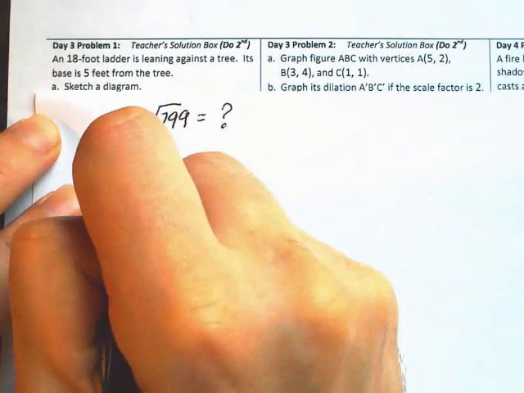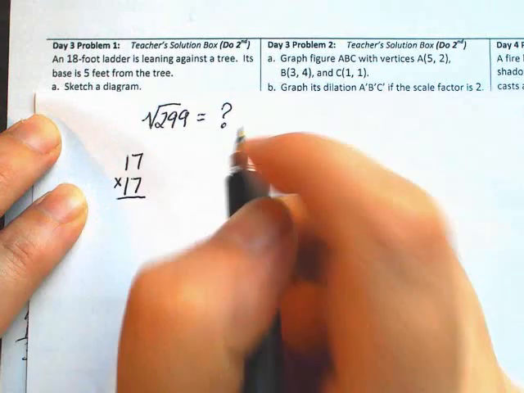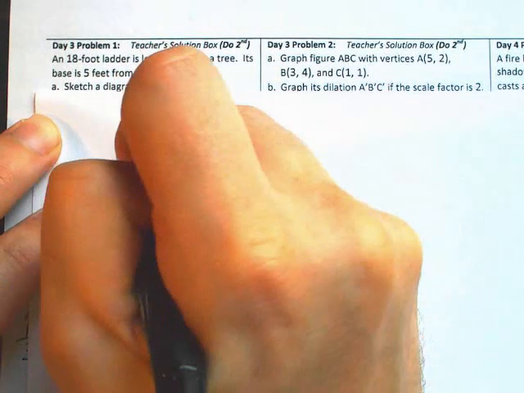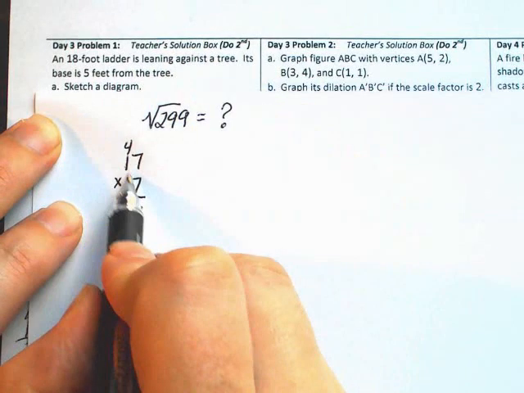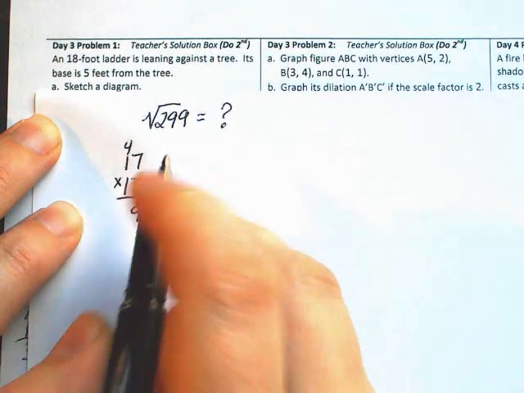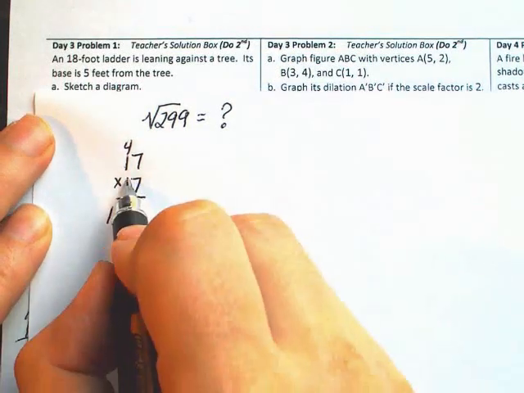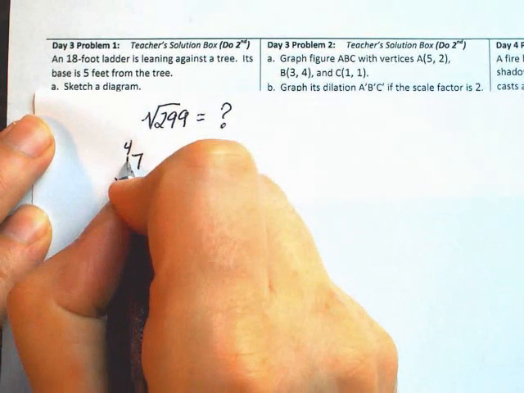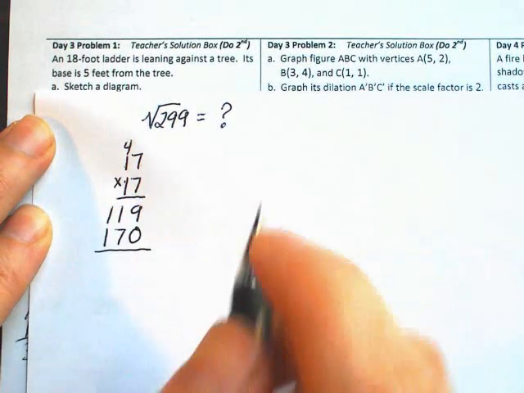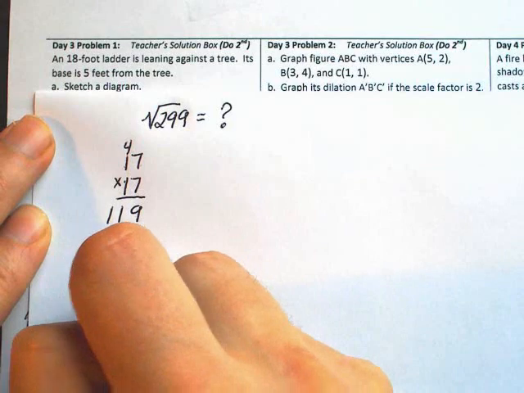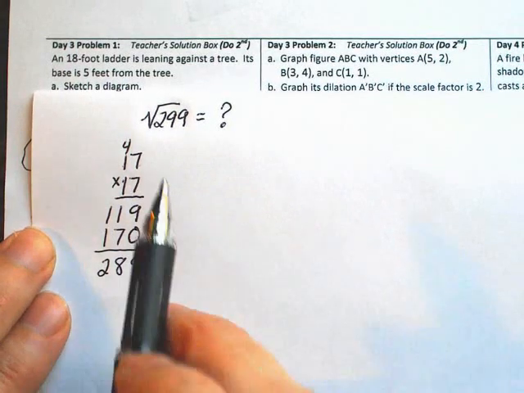So 17 times 17. 7 times 7 is 49. Write the 9, carry the 4. 1 times 7 is 7, plus 4 is 11. Start the next row with a 0. 1 times 7 is 7, and 1 times 1 is 1. And adding these rows together, this is 9, 8, and 2. Okay.